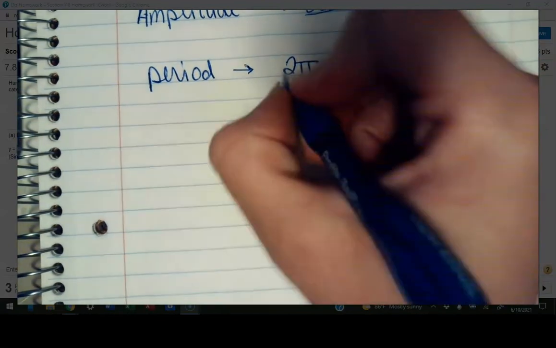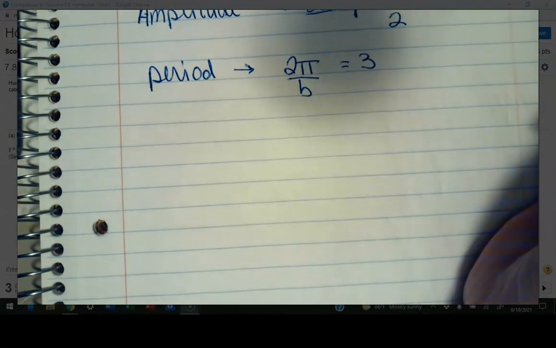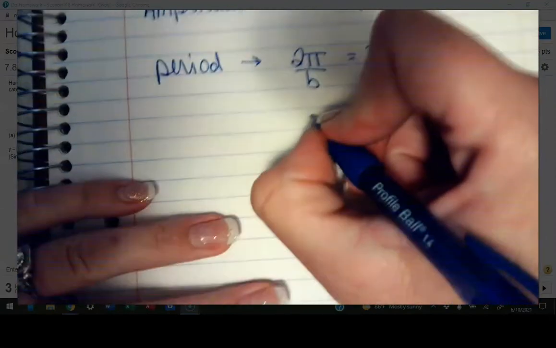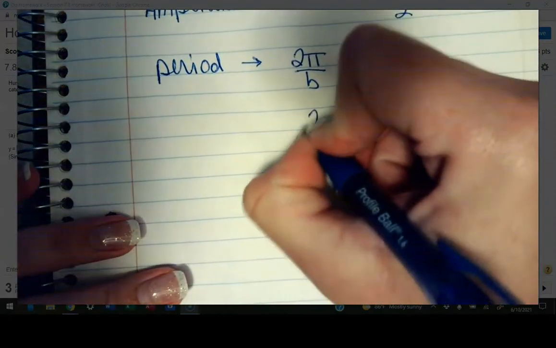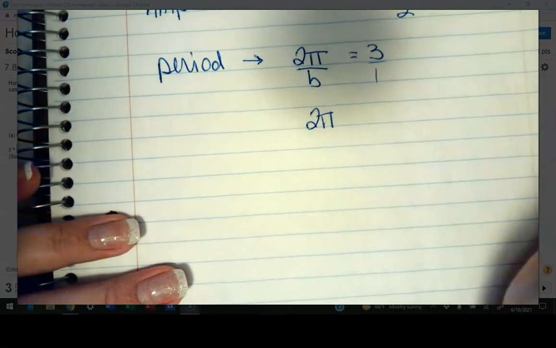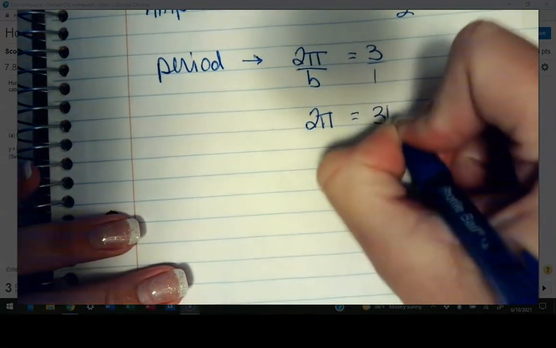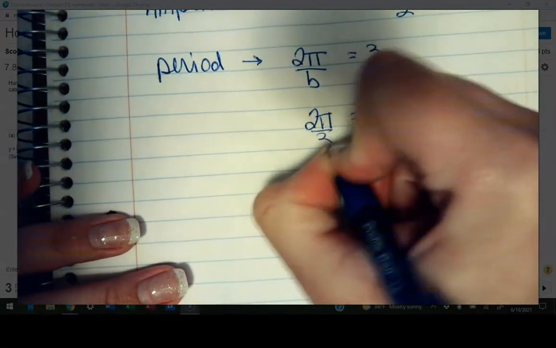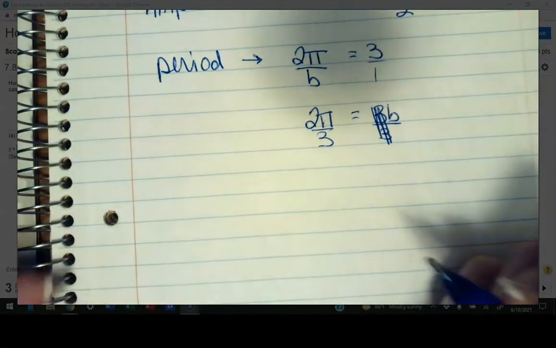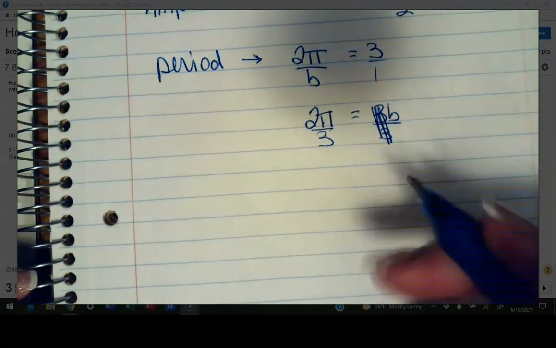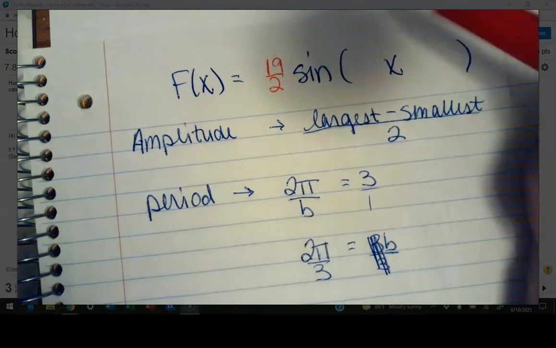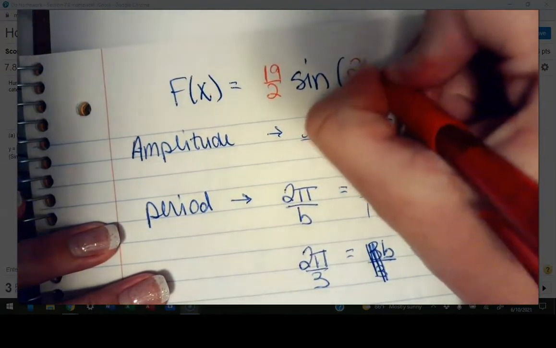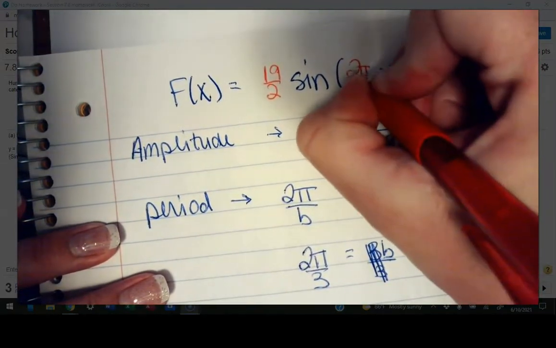I need that to equal 3. So what coefficient do I need in my equation in order to make this happen? I'm going to cross multiply, and I'm going to get 2 pi times 1 equals 3b, and then divide both sides by 3, and I'm going to find out that my b value is 2 pi over 3. Okay, so my b right now is 2 pi over 3.